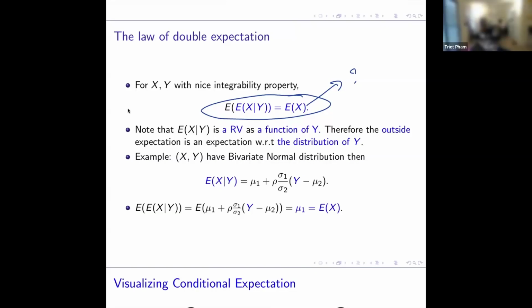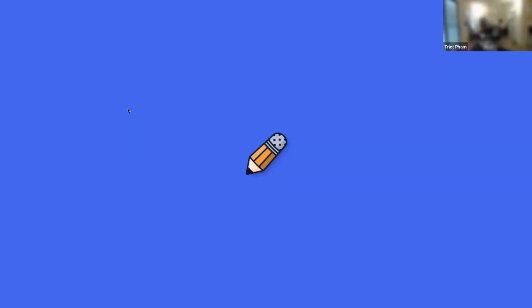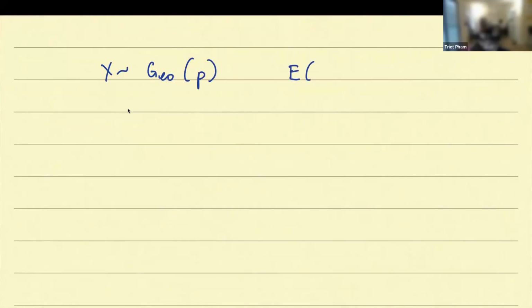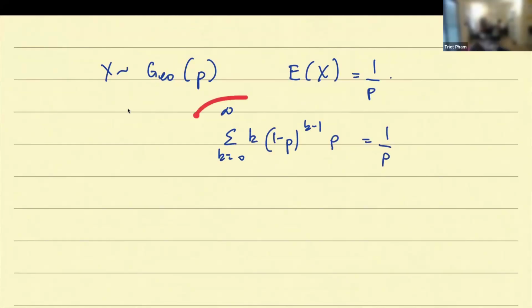So what is an interesting case for this application? An interesting case would be back in the geometric example. We claimed without proof back then that the expectation of X is 1 over p. Well, actually, we did prove it using the infinite series, a sum over k from 1 to infinity of (1 minus p) to the k minus 1 times p times k. The trick is with differentiation. So it wasn't that hard.